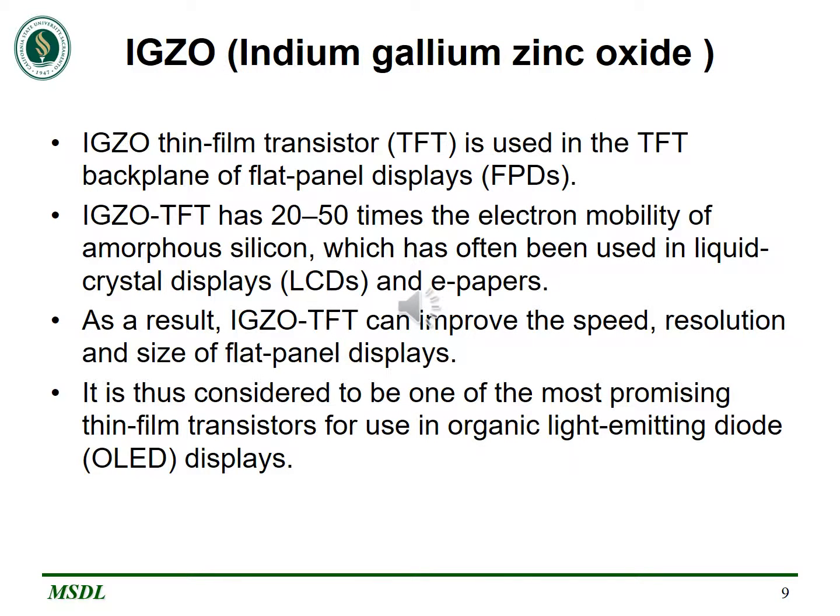After amorphous oxide, now we are going to talk about indium gallium zinc oxide, also known as IGZO. So IGZO thin film transistors are used to make flat panel displays. IGZO TFTs are used because they have 20 to 50 times the electron mobility of amorphous silicon, which will help achieve our goal to make bigger, high resolution and better displays. Thus it is considered to be one of the most promising TFTs to be used to make OLED displays.